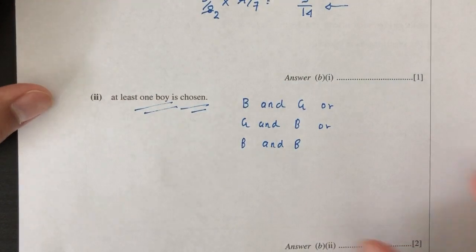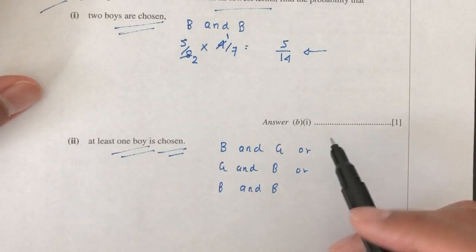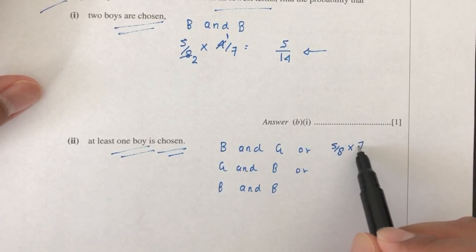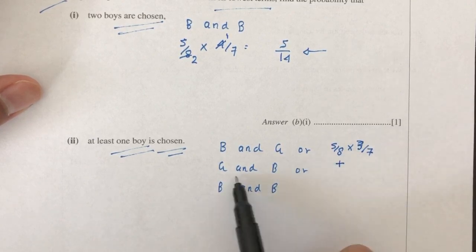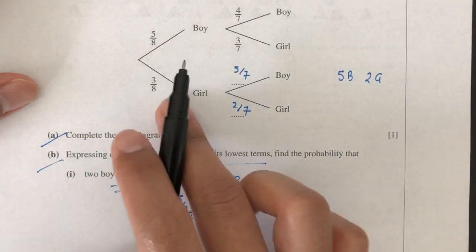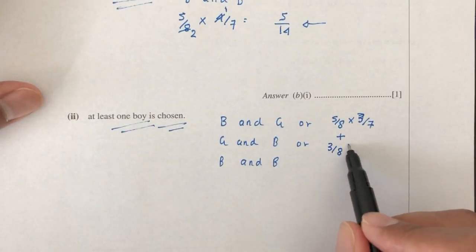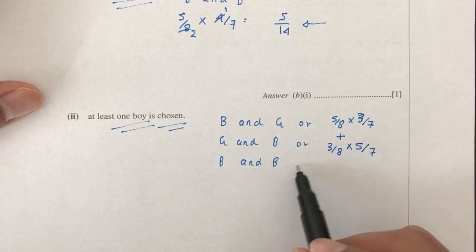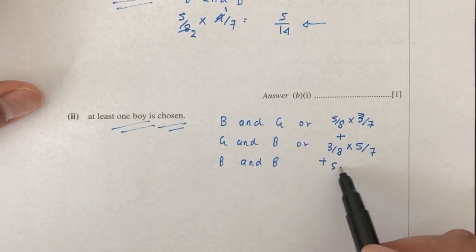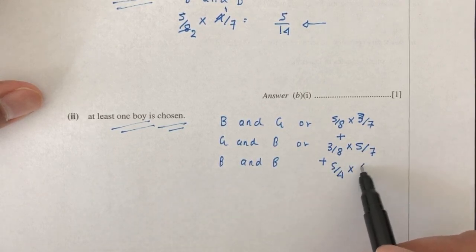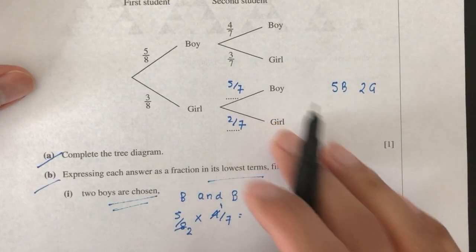So let's do the first 2. Boy and girl, 5 over 8 times 3 over 7. And then we have plus. Girl and boy is 3 over 8 times 5 over 7. And the last one, you just add, that would be 5 over 8 times 4 over 7, according to your tree diagram.